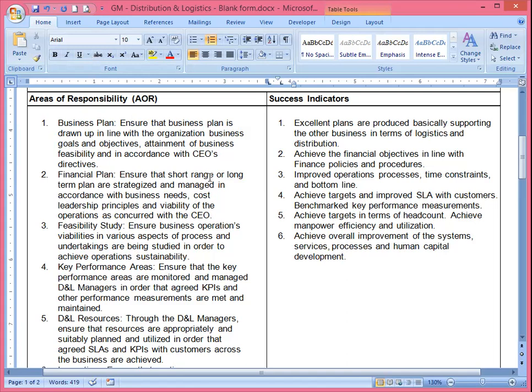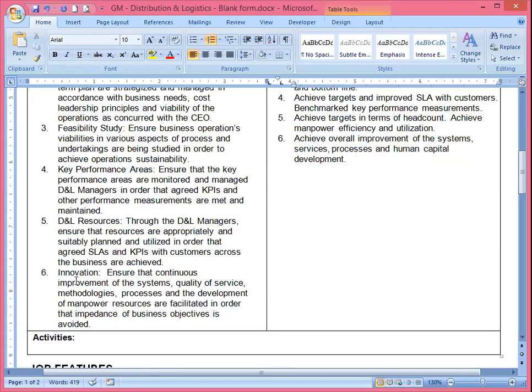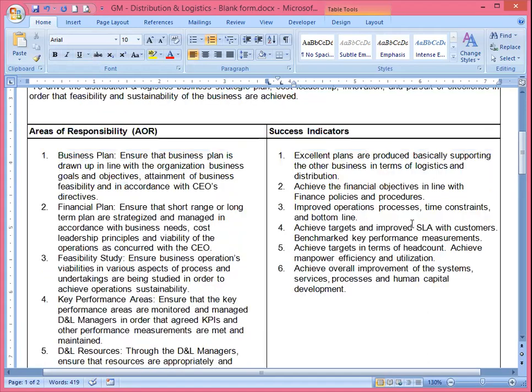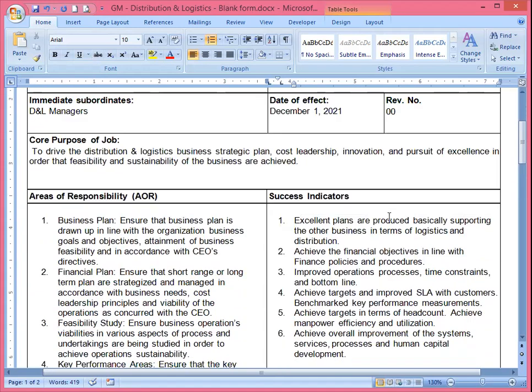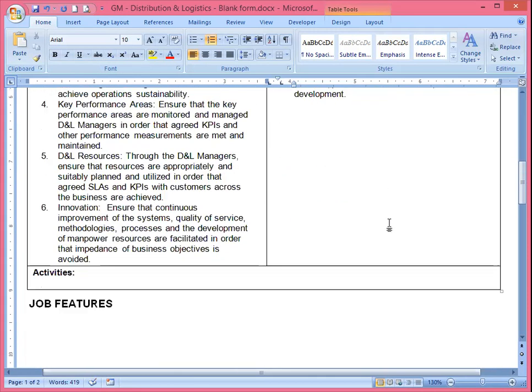We have already written our 6 areas of responsibility, which are business plan, financial plan, feasibility study, key performance areas, D and L resources, and innovation. We also have the success indicators. So I think this is it for now.